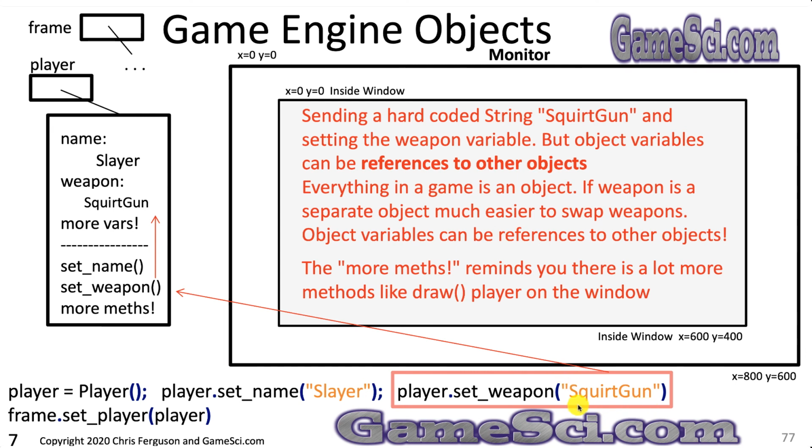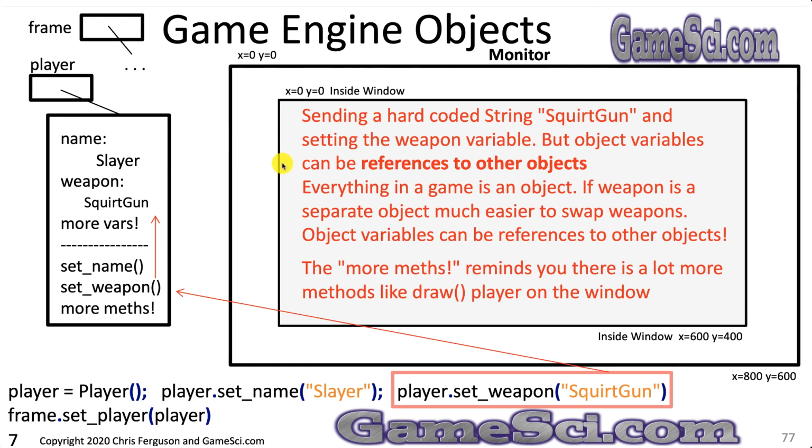Player.setWeapon to squirt gun. We'll follow the pattern. Go to the object reference, go inside the object reference and call a method. Use the parameters of the method to change the values in the variable. Sending a hard-coded string, squirt gun, and setting the weapon variable.